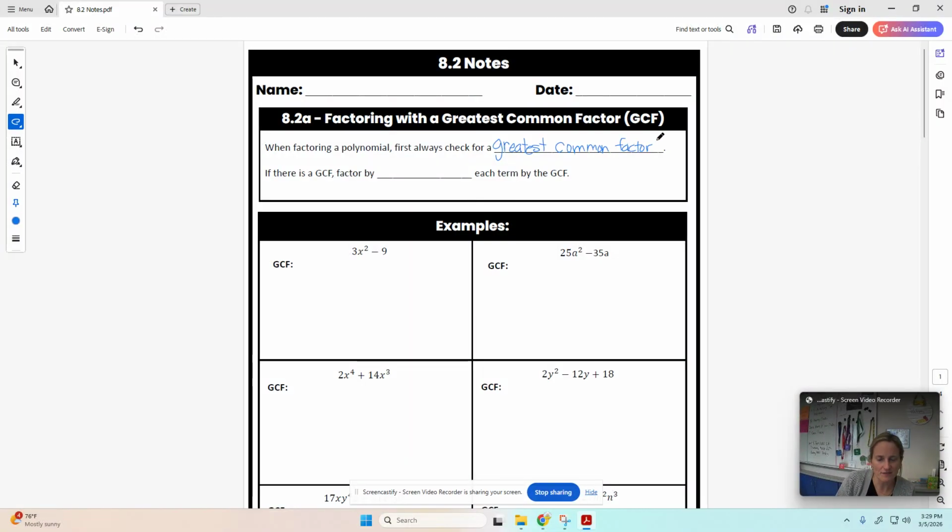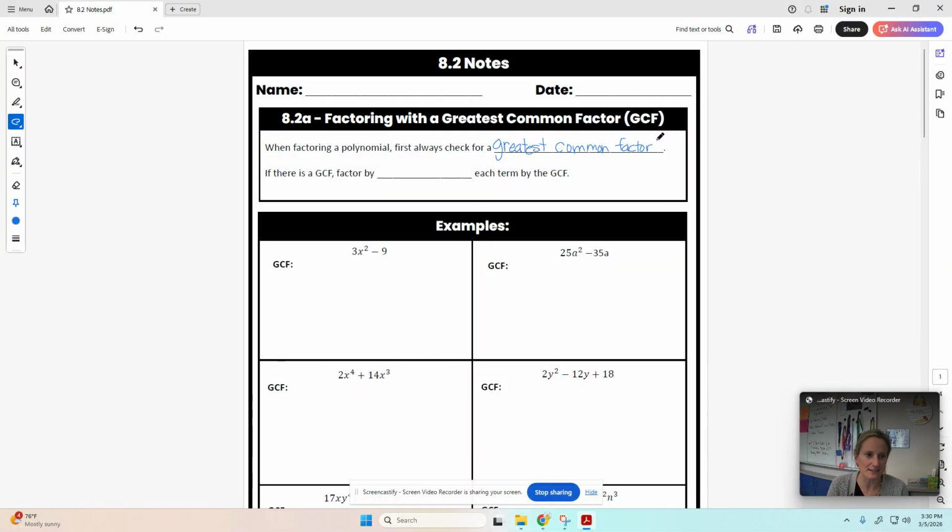A greatest common factor is the largest thing that every term is divisible by. For your coefficients, it's the largest number that each term is divisible by. If there is a variable involved, it's what variable do we see in every term and how many of them do we see? I'll get into more details of that when we start actually finding those greatest common factors. So we have to check for that first.